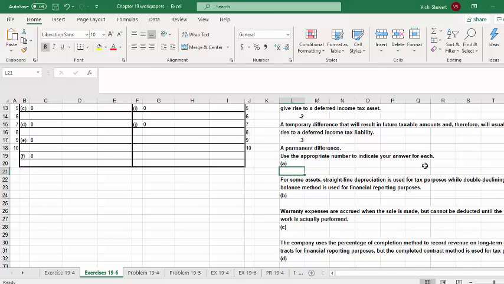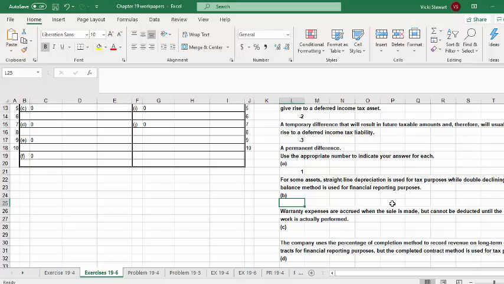So A states for some assets, straight line depreciation is used for tax purposes, while double declining balance method is used for financial reporting purposes. So in this case, we would have a future deductible amount because we are using an accelerated depreciation method for financial reporting purposes. So that would be 1, a deferred tax asset.